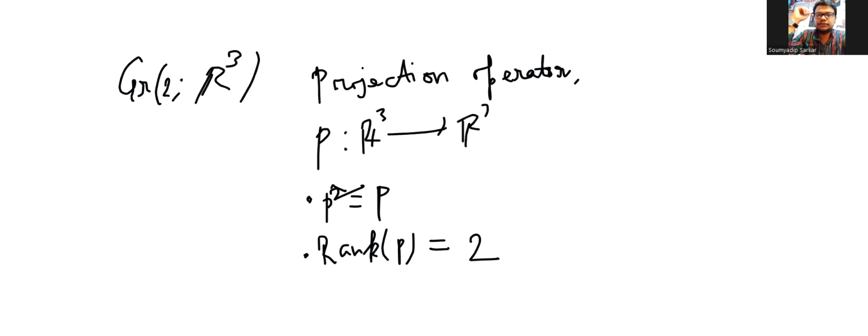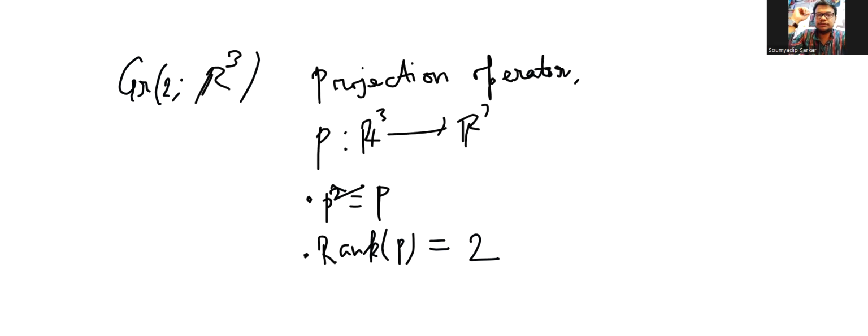I'm just giving a very rough idea. You can work it out on your own. I'm not being very rigorous here. I'm just giving you the idea. Look at all possible matrices P so that P squared equals P and rank P equals 2, and the image of that linear transformation P will give you a two-dimensional subspace. So Gr(2, R^3) can be described by all such matrices.